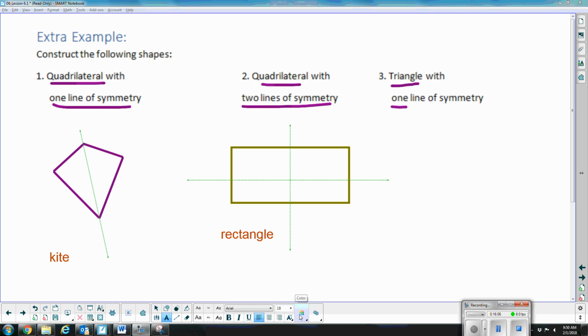You maybe also drew an isosceles trapezoid. That would work fine too. It would only have 2 lines of reflection.